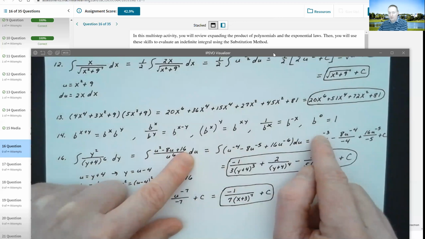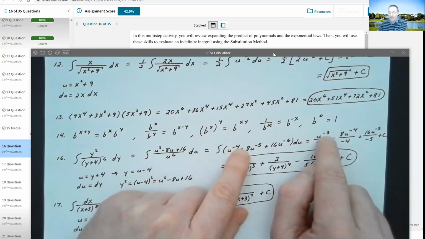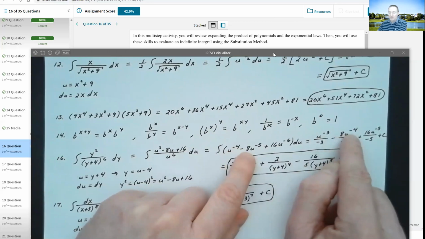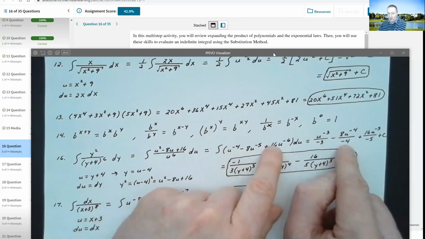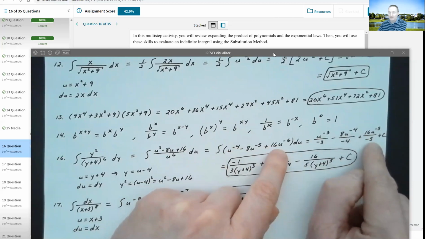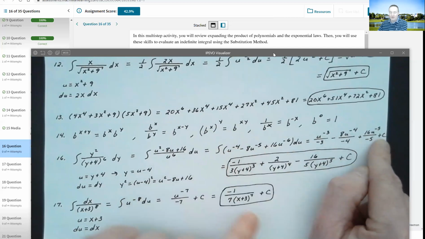Use the power rule on each one of those and add 1 to the exponent. We'll get u to the negative 3rd over negative 3 minus 8u to the negative 4th over negative 4, and then plus 16u to the negative 5th divided by negative 5 plus your constant of integration. I almost ran out of paper there.